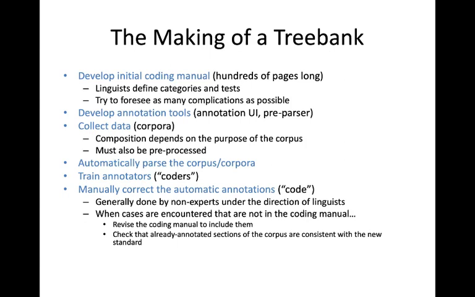All the time you'll come across things like edge cases that were not considered when you were originally coming up with the coding manual. So you have to add them to the coding manual and continually revise this. And then when you find something and you make some change in the coding manual, you have to go all the way back through the treebank and fix all of the instances of this to make everything consistent. So this is a lot of work. This is expensive and time-consuming.